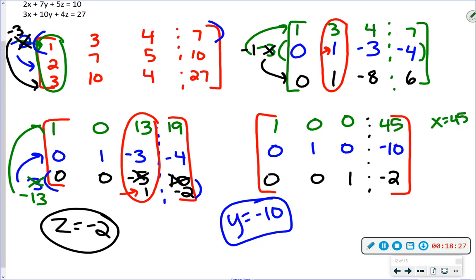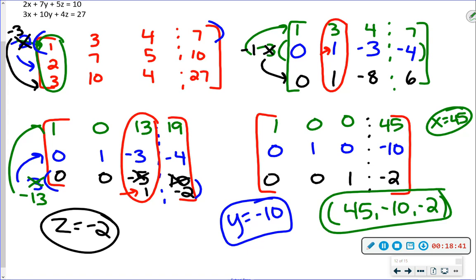I love it. Okay, now you can leave your answers just like that. You know I don't care. Or you can write the ordered triple if you would like. 45, negative 10, negative 2. Yes. That is.